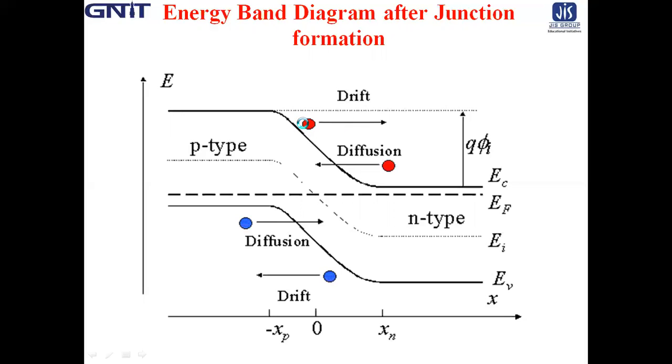See, this red is the electron and blue is the hole. So first is the hole diffusion current from P region to N region. See, this is the hole diffusion current due to hole particle flow from P to N region.